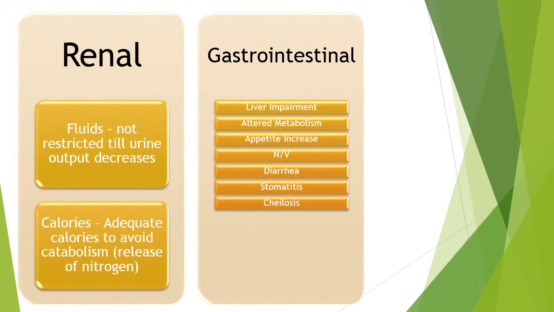In the renal system, patients experience a fluid imbalance, therefore we need to monitor their fluids. They're not restricted until urine output decreases. And there's an equal amount of calories based upon calories spent. Adequate calories are needed to avoid catabolism.